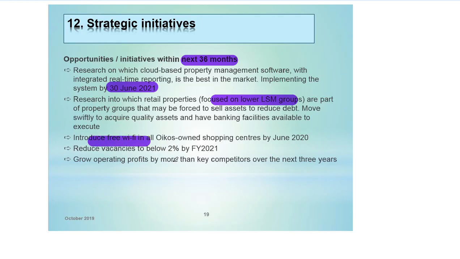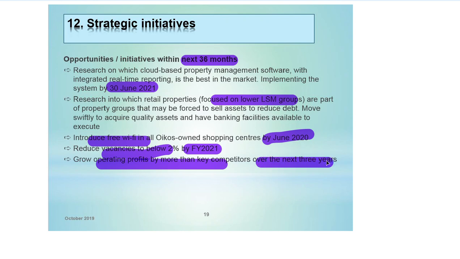Introduce Wi-Fi for all shopping centers by 30 June. So this information we've already been given. Now it's coming again. And then reduce the vacancies to below 2%. We know they're currently sitting at 4.5%, and their target is by the 2021 financial year, and grow operating profit to more than that of the competitors in the next 5 years. So that takes us to the end of what is in the background information.